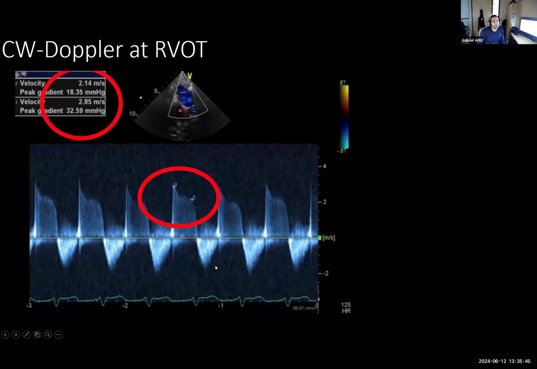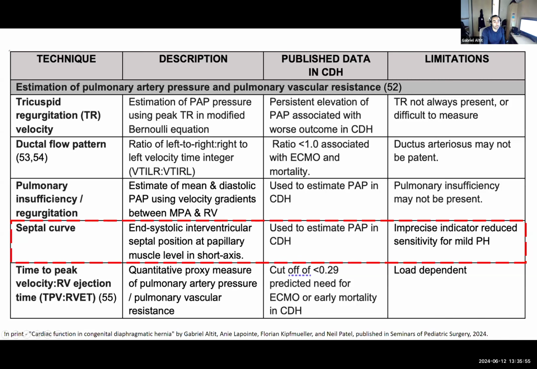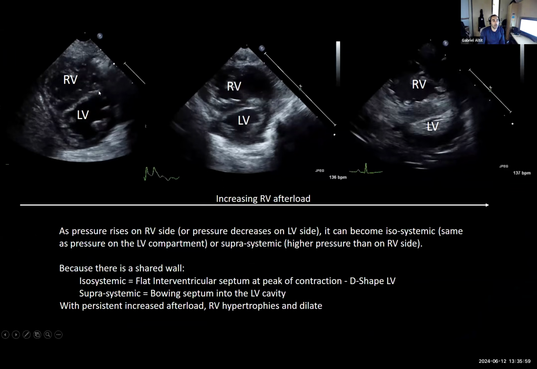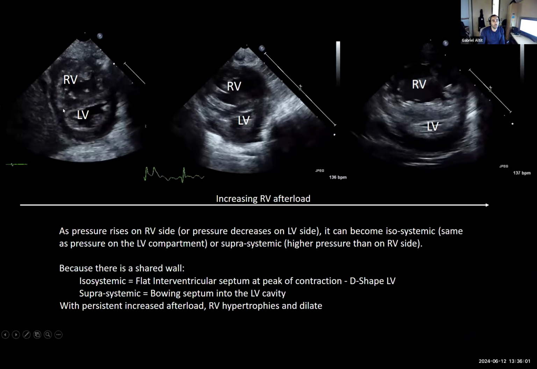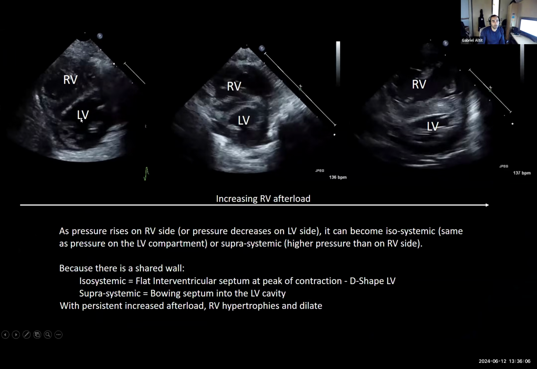Pulmonary insufficiency can inform you on diastolic pressure because it occurs during the diastolic component of the cardiac cycle. I've put the equation there. I'll let you read on my slide that I'll make available. Septal curve is something that is quite used. And as you know, the interaction between the two ventricle will inform you to some degree about what's happening on the RV versus the LV compartment.